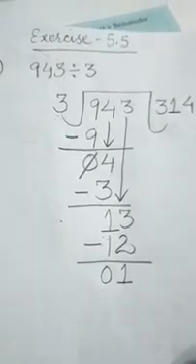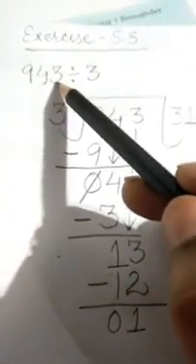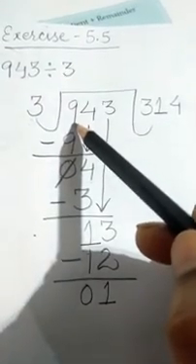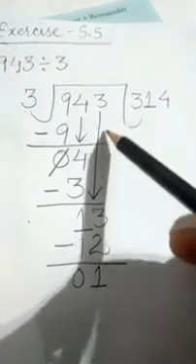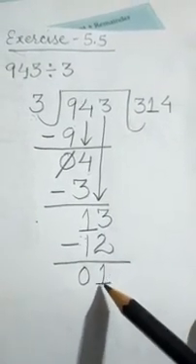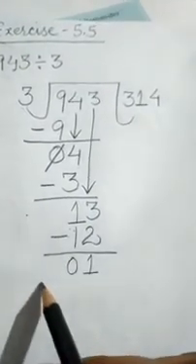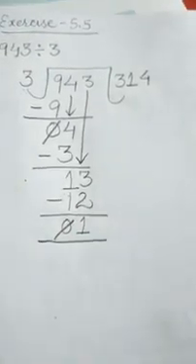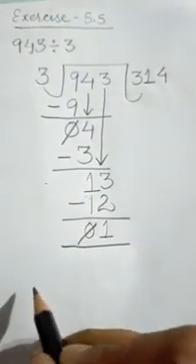Yes friends, now see carefully. Here 3 digits are there, 9, 4 and 3. Now we have written all these digits here, 9, 4 and 3. After that nothing is there which we can bring down. No digit is there. So here our sum is going to end. We will draw the ending line. Yes, now what to do? We will write our answer.